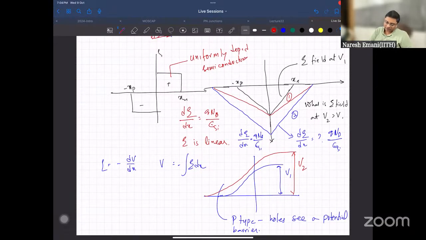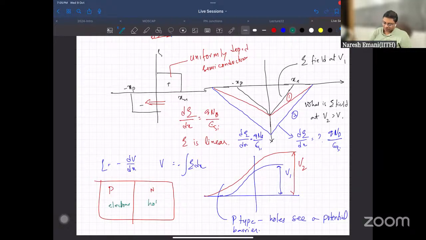But then the problem is, this is the direction of electric field here, isn't it? Here, majority carriers are electrons, but there are minority carriers, correct? If I take this as P and this as N, the minority carriers here are, in this case, electrons.